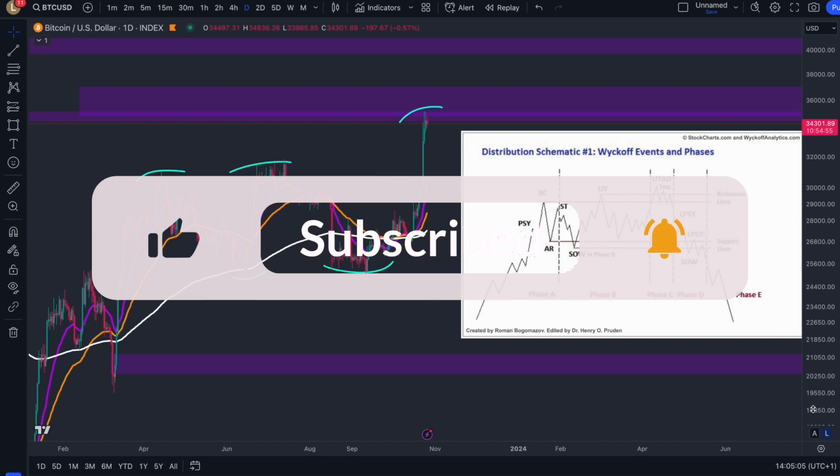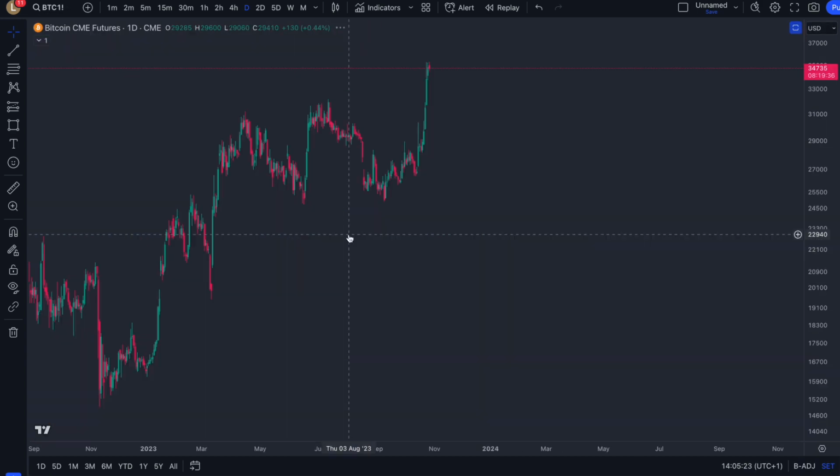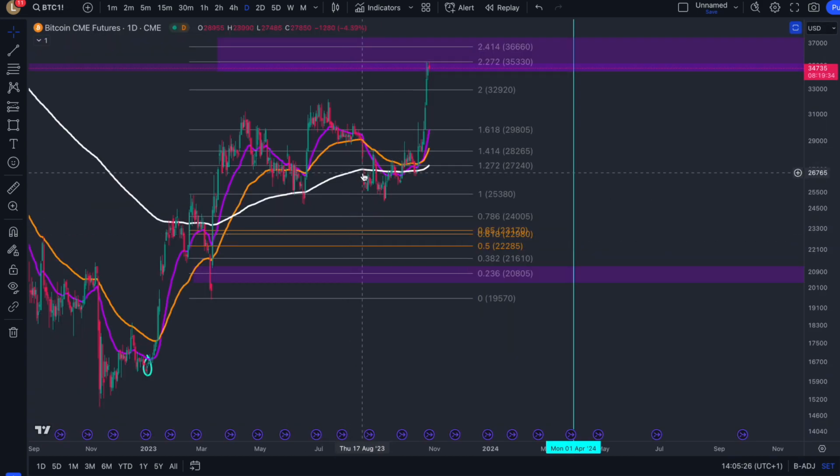We're talking about the Wyckoff distribution schematic that is still technically valid as long as we are holding this CME gap that holds between $34,400 and $35,200. So this is our CME gap that we have met, and when we meet some CME gaps, we tend to reverse. A great example is this area over here where we had this gap. We eventually filled it in and reversed.